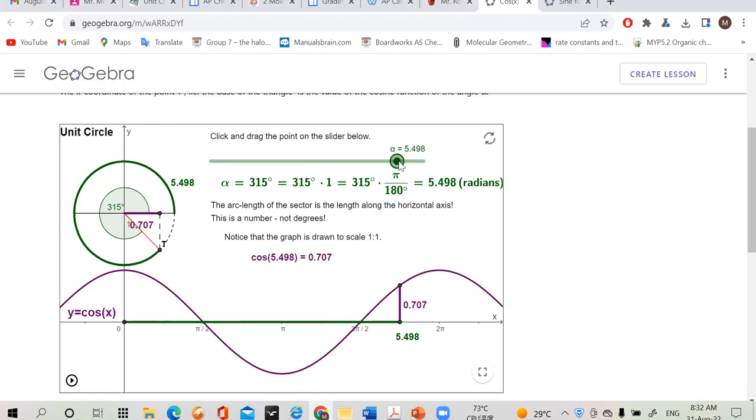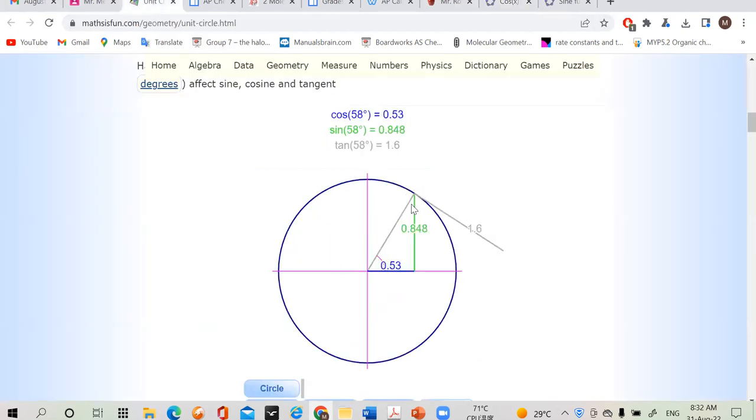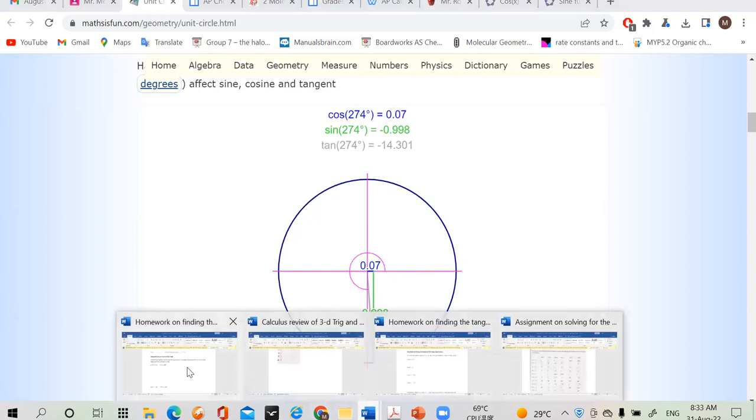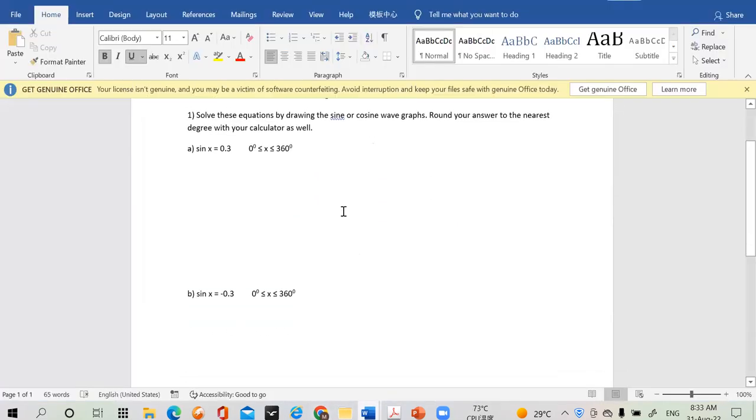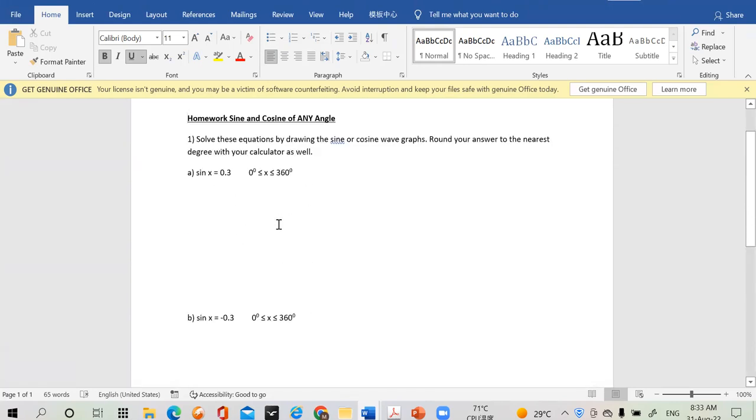Okay. Anyways, you figure it out. Just use your unit circle and this website to help you. You can also go back and use our original unit circle website here. This is fine as well. You can use whatever you want, or your graphing calculator if you want to be brave. So that's how you're going to do this assignment here: drawings, and then solve for the x values of these problems.